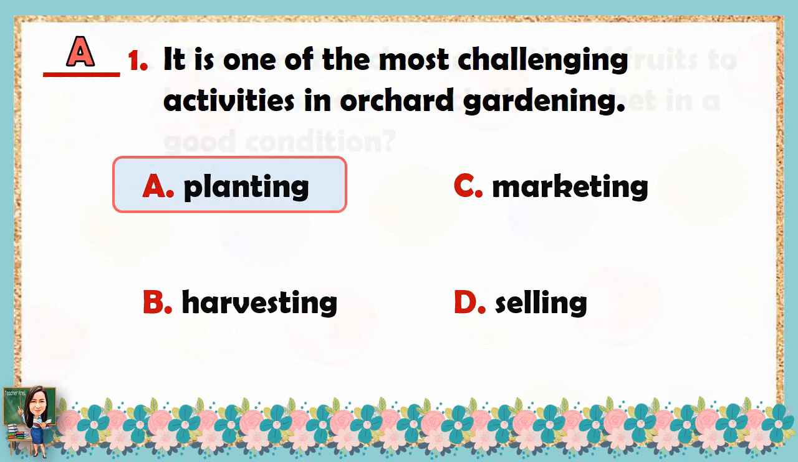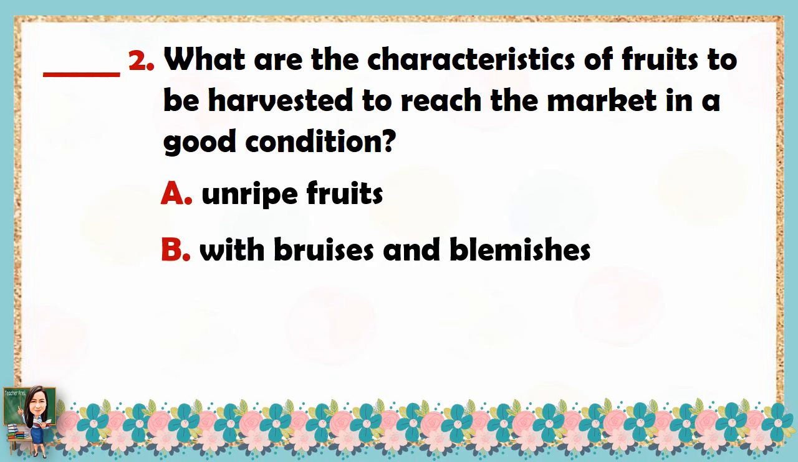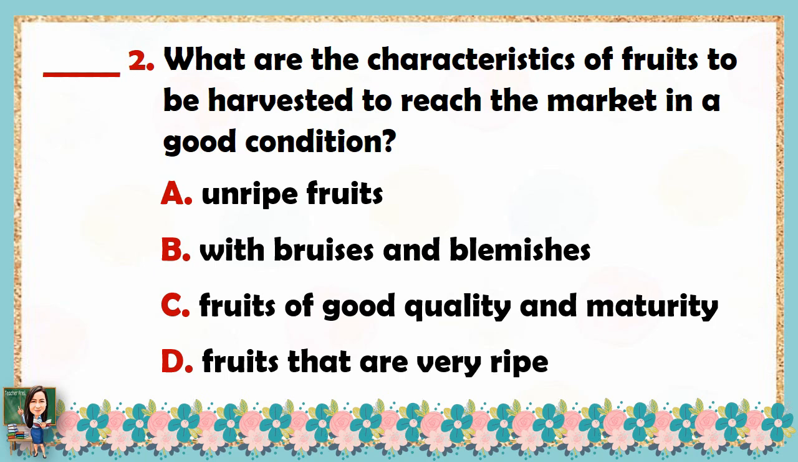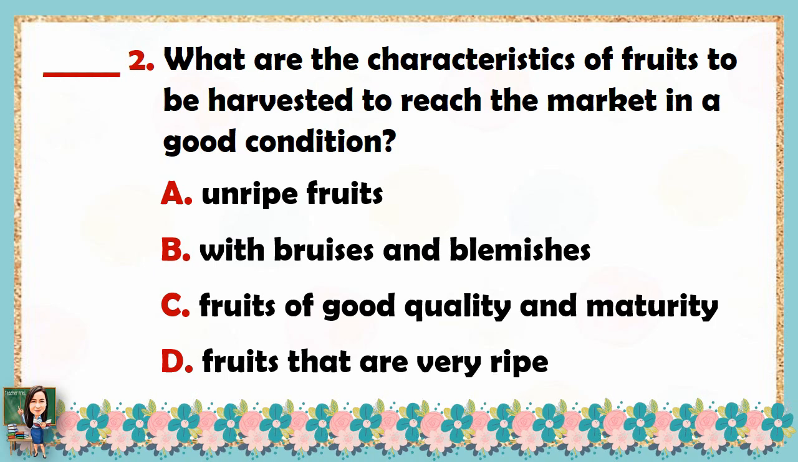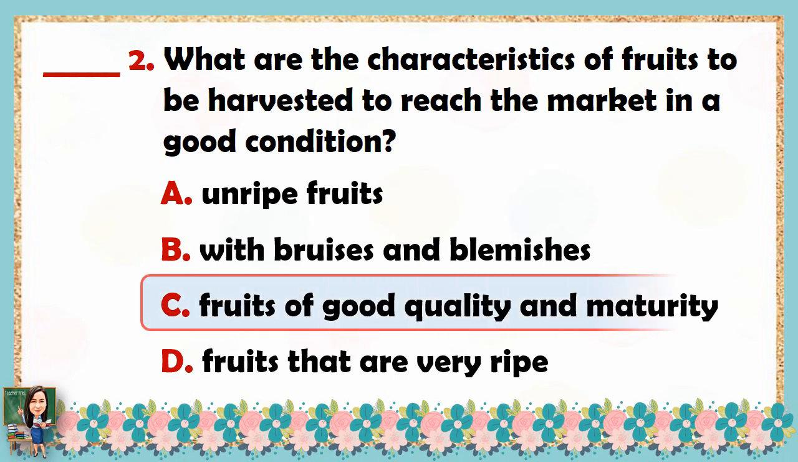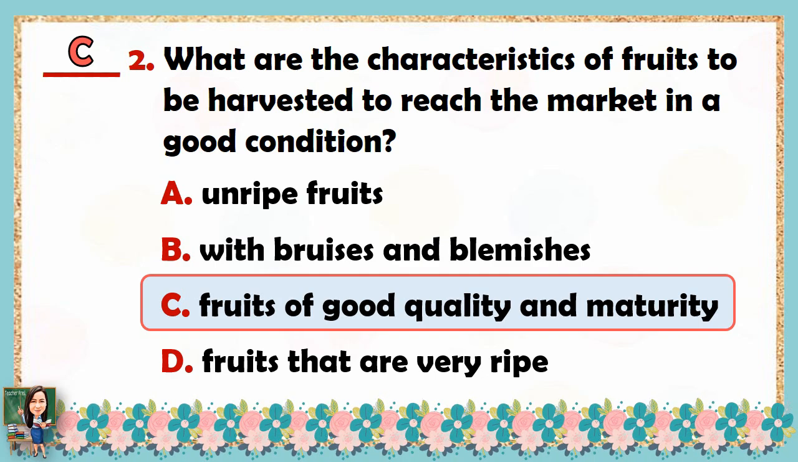Planting. Number 2. What are the characteristics of fruits to be harvested to reach the market in a good condition? A. Unripe fruits. B. With bruises and blemishes. C. Fruits of good quality and maturity. D. Fruits that are very ripe. What is the correct answer? Very good. The correct answer is letter C. Fruits of good quality and maturity.